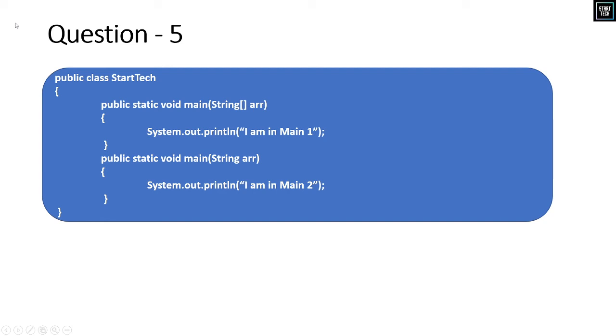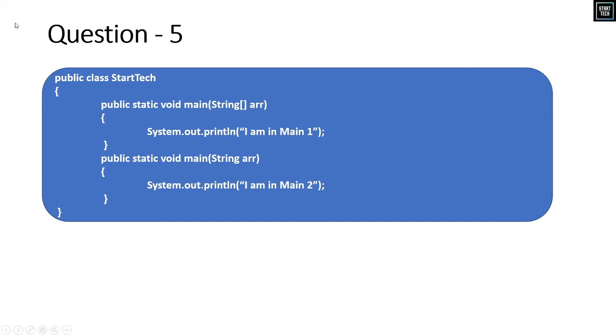In an interview we need to tackle such a situation. Here there are two main methods with different arguments. We are trying to achieve method overloading: the same method name with different arguments. Here we have the same name, main method, but with different arguments. First of all, is it possible? Can we overload the main method? If yes, now tell me the output.